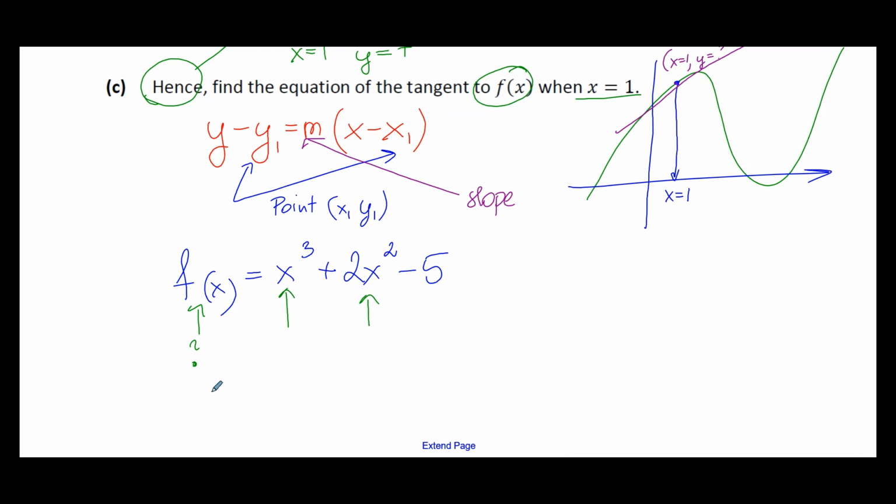Okay, so let's replace x with 1. So that will be 1 to the power of 3 plus 2 multiplied by 1 to the power of 2 minus 5. So we take all of that, we put it in the calculator, and we get the value of minus 2. So that is our y coordinate. So in my equation, x1 and y1 will be 1 and minus 2.